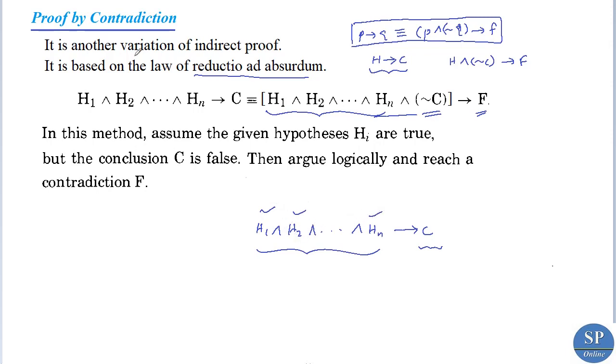So to prove this theorem by contradiction, we have to assume that the left hand side is true and C is false. That is H1 conjunction H2 conjunction etc. conjunction Hn conjunction negation of C implies F. That means we are assuming all these hypotheses are true and C is false. We are assuming that these hypotheses are true and the conclusion is false. Then we have to reach a contradiction. And if we reach a contradiction F, then we prove that this implies this. That is the proof by contradiction.